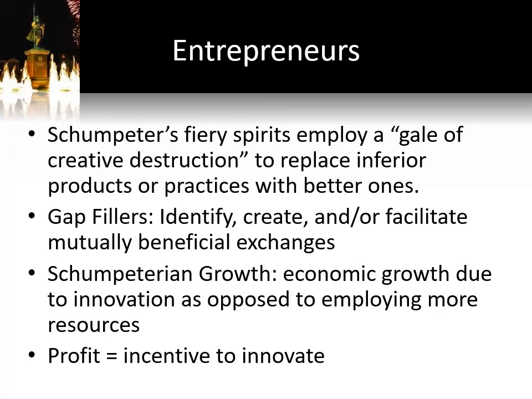Schumpeterian growth is when you don't necessarily add more stuff. You figure out a better way of doing it. You say, if we went to a different inventory system, a just-in-time inventory system, that would be more efficient. We would be able to produce more stuff with the same amount of stuff, right? Of inputs. A better example would be perhaps Henry Ford developing the assembly line.